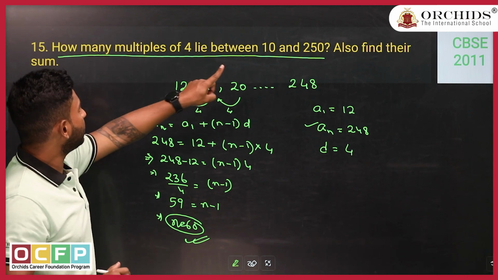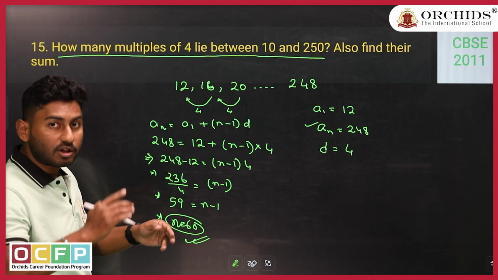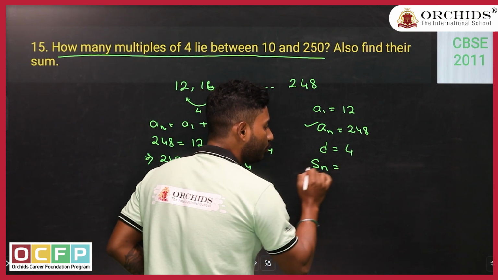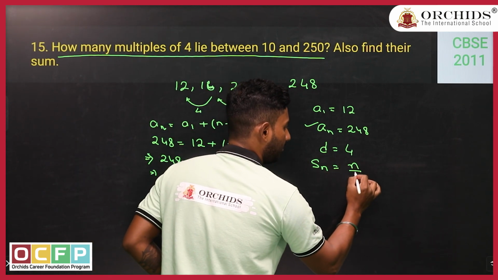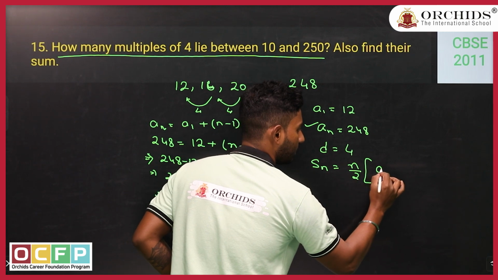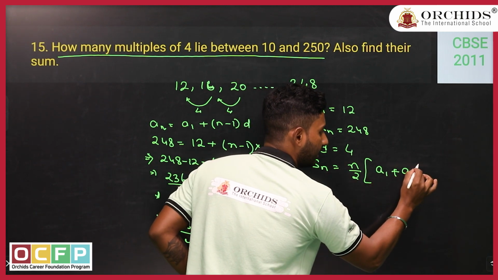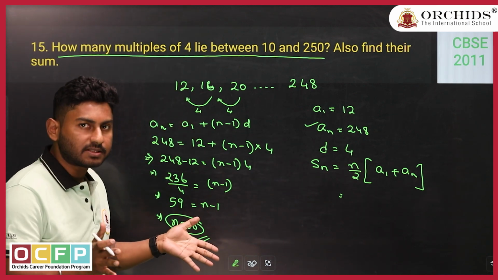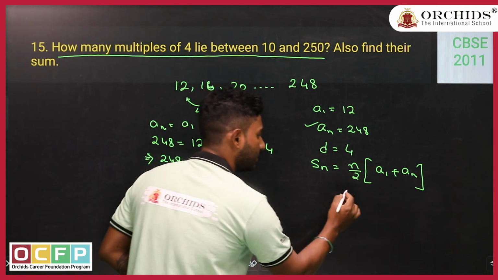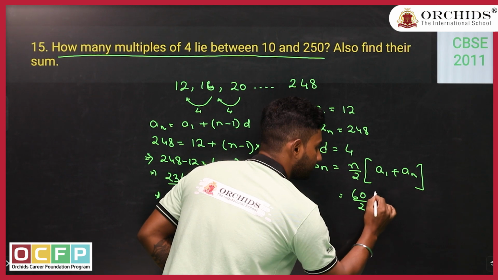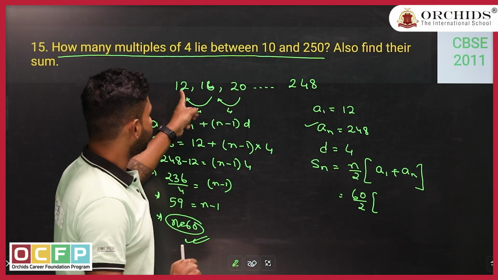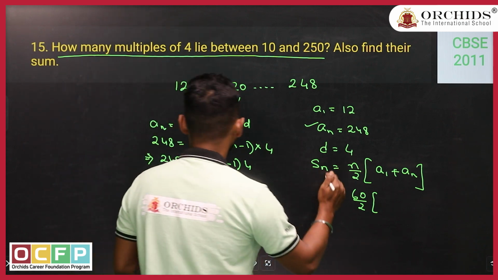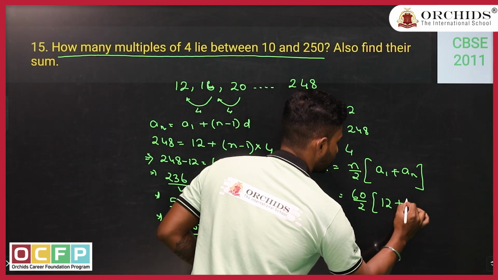Fine. Now they are asking to find the sum also. You have to find the sum of all the multiples. So sum you know how to find. n by 2 into A1 plus An. What is n? I know how many numbers are there. 60 numbers are there in between. Put 60 there. 60 by 2. What is the first term? 12. What is An? An is the last term, 248. Put the values. 12 plus 248.